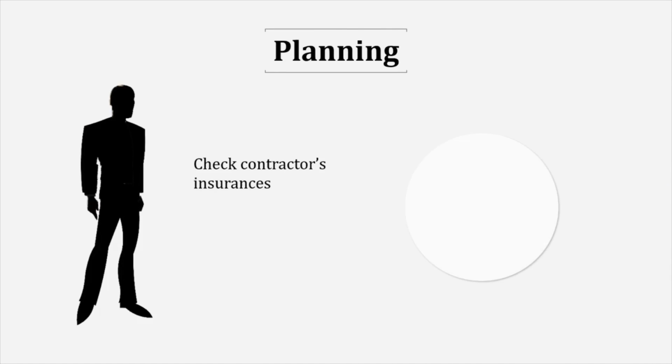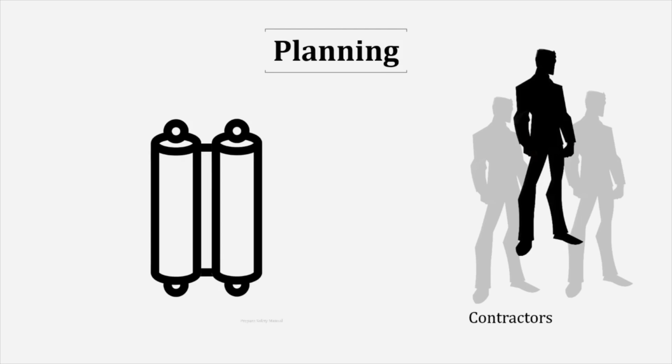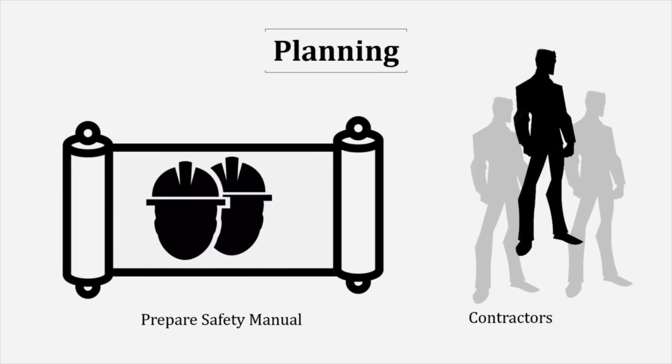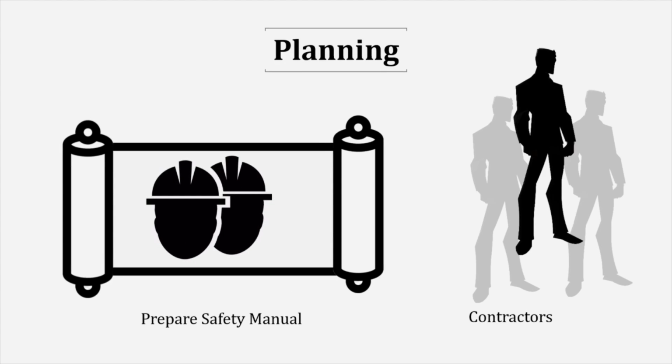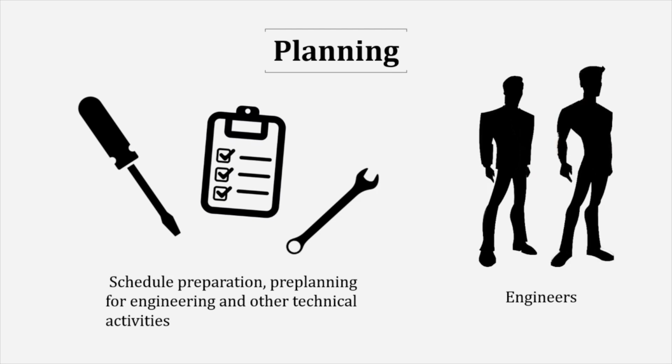Before beginning, the architect will check the contractor's insurance are in order. Then the main contractor and subcontractor will develop a safety and health manual to safeguard the health and safety of the public. Engineers, on the other hand, will schedule preparations, pre-planning for engineering and other technical activities relating to the project.